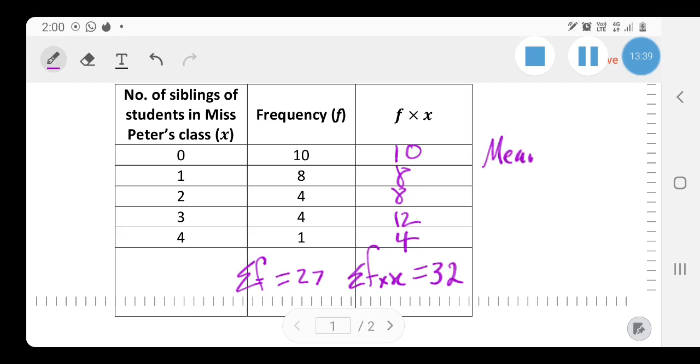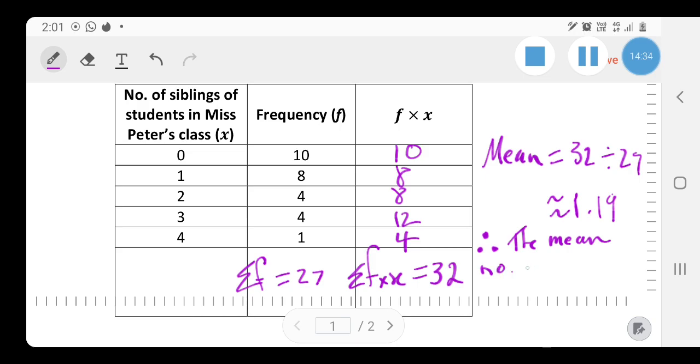So mean equals the sum of all of our values, 32, divided by the number of values, 27, which equals 1.19. And once again, I've rounded to 1.19, so I'm going to use a set of squiggly brackets, which means approximately equal to 1.19, okay? Now I've kind of run out of space here, but because this is a worded question, you really need a conclusion. Let me try and squeeze it in. Therefore, the mean number of siblings is 1.19.